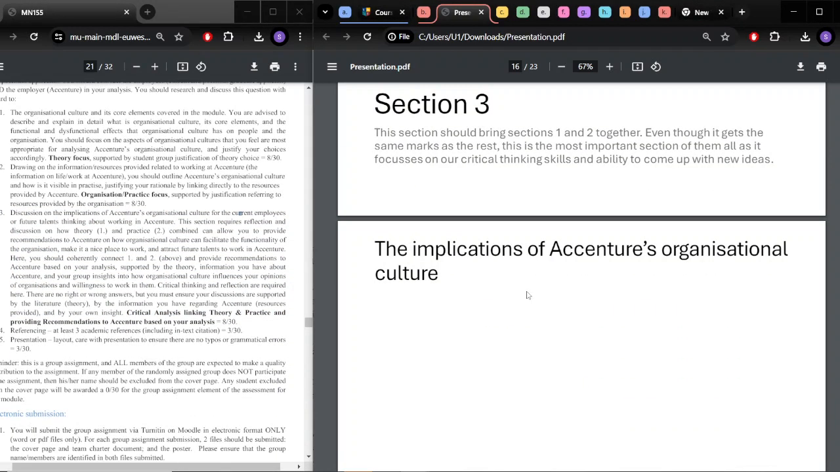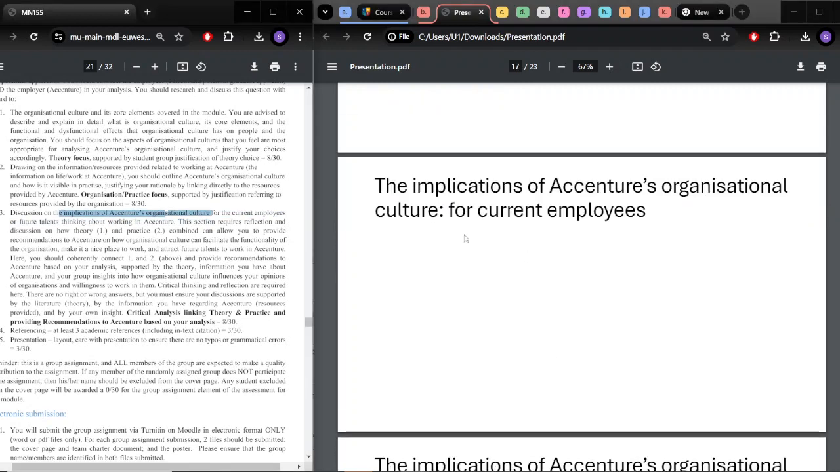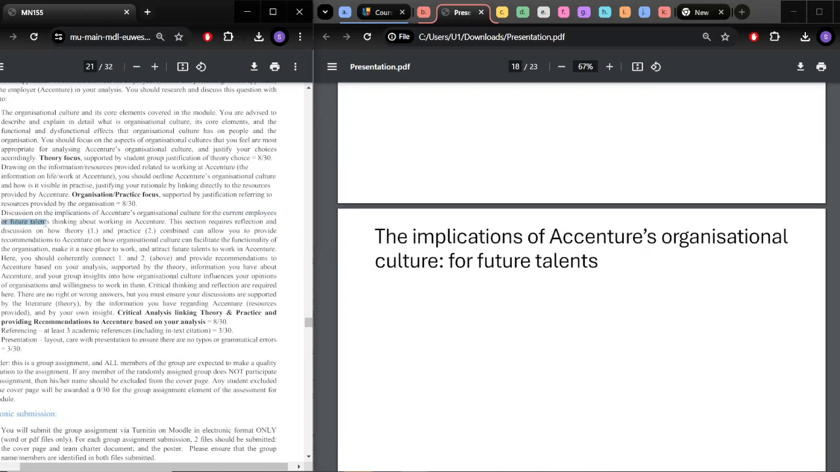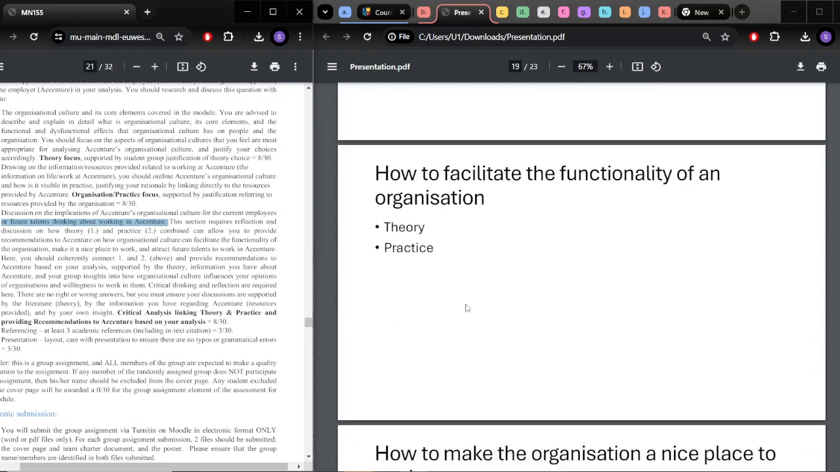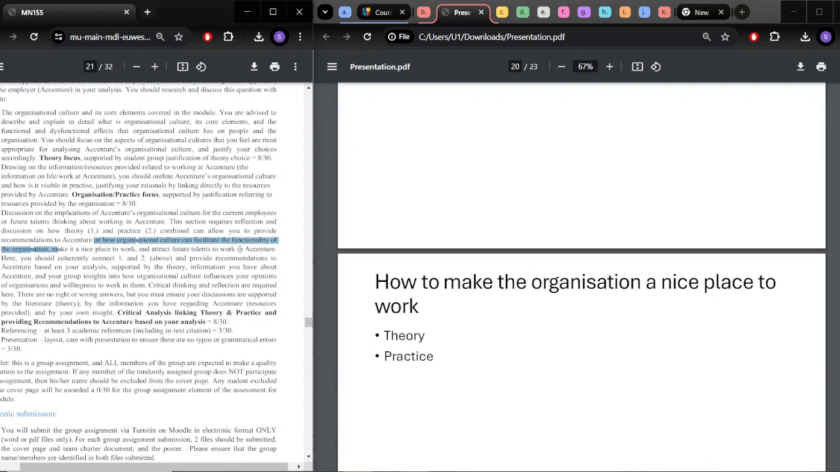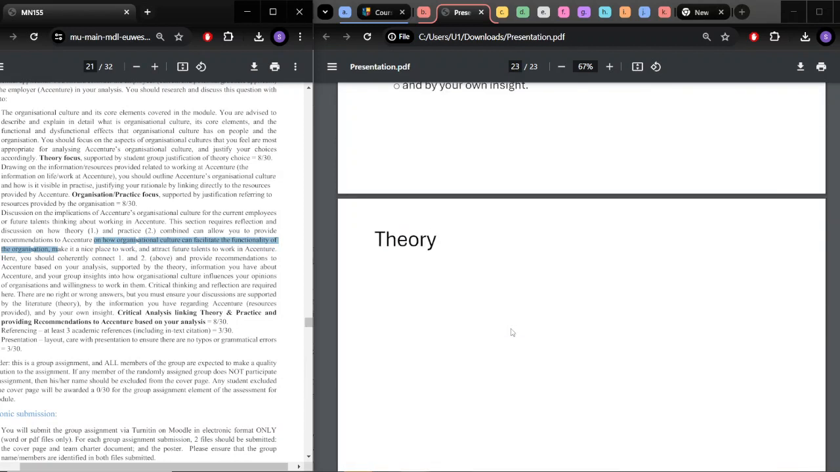So what it asks for from us in section 3 is the implications of Accenture's organizational culture. Yeah, here we go. The implications for current employees, for future talents, and then it also asks us to say how can organizational culture facilitate the functionality of an organization, make it a nice place to work, and attract future talents. So how to make it a nice place to work and how to attract talents. Yeah, and that's it basically.